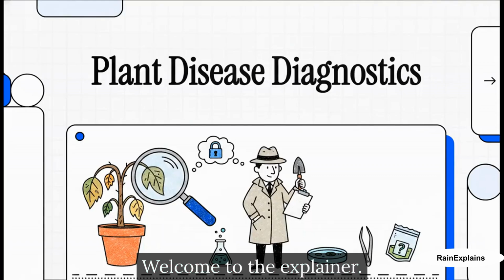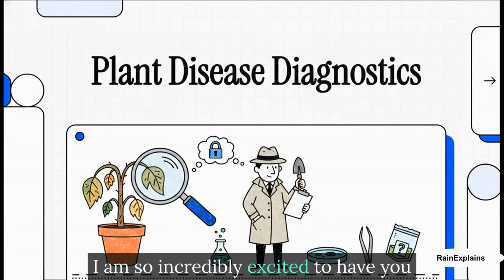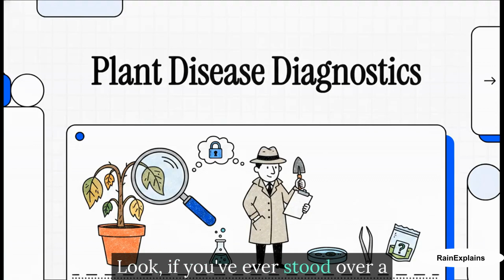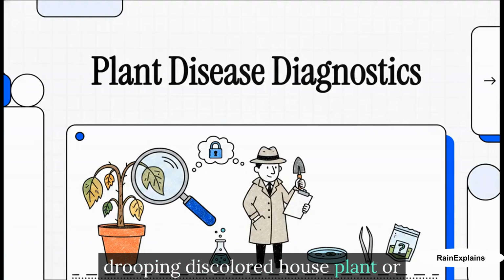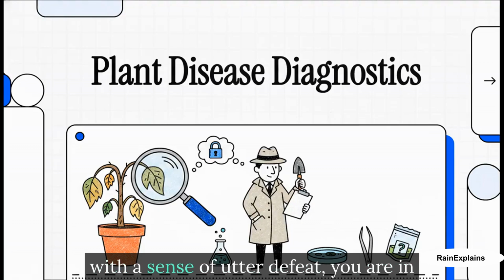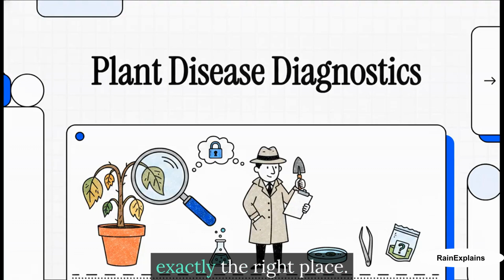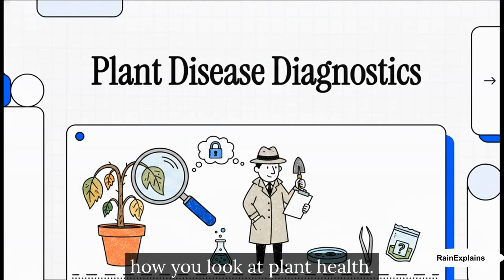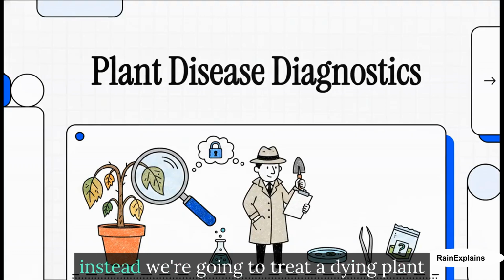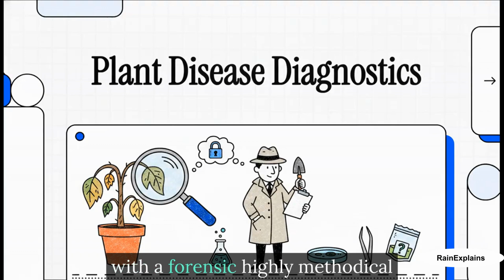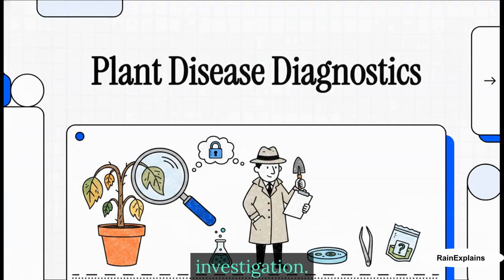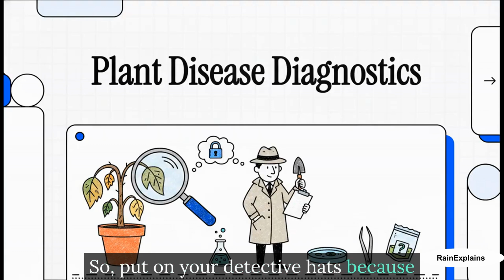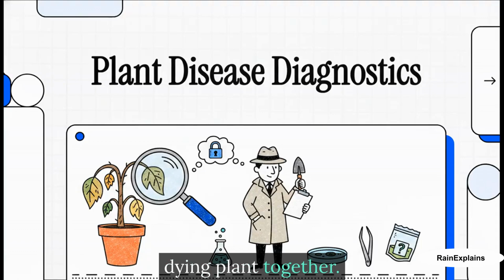Welcome to The Explainer. I am so incredibly excited to have you here today. Look, if you've ever stood over a drooping, discolored houseplant or maybe a struggling vegetable garden with a sense of utter defeat, you are in exactly the right place. Today, we're going to radically change how you look at plant health. We are throwing away the panic, and instead, we're going to treat a dying plant with a forensic, highly methodical investigation. So, put on your detective hats, because we're going to crack the case of the dying plant together.